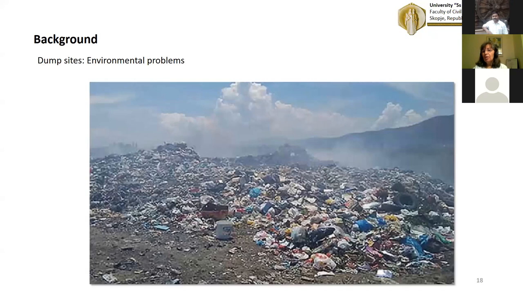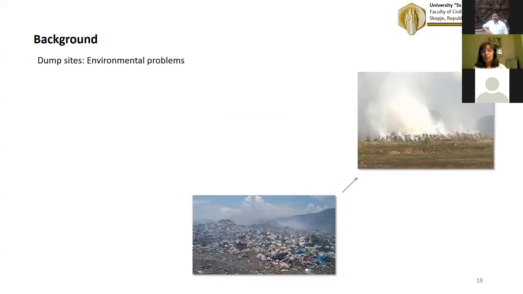Let's start with the background, a little bit of history about waste management practices. We're all aware that at the beginning, waste was dumped not at landfills, but at wild dumps. And these waste management practices, while dumping, were associated with many environmental problems.